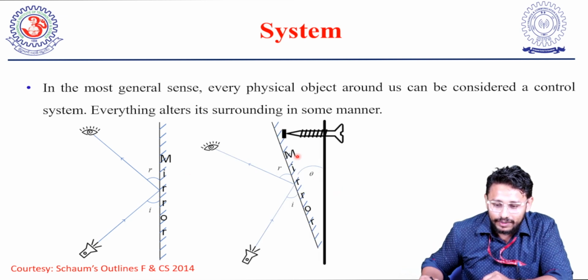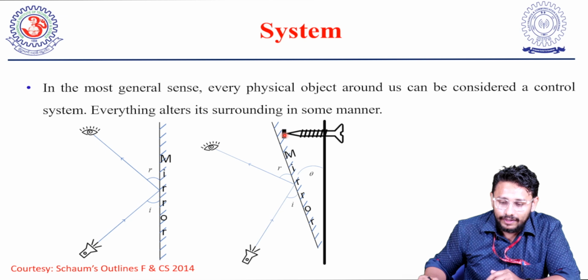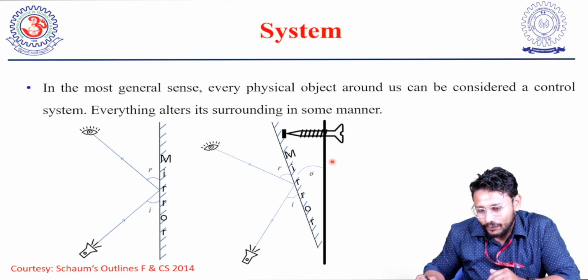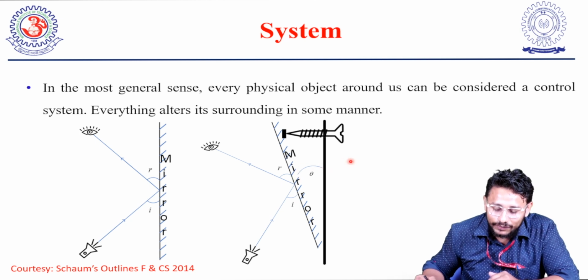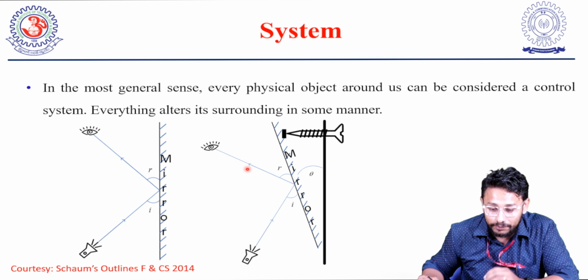The same setup. However, now we have a wall on which the mirror is suspended, or rather we say it is attached to the wall in such a manner that there is a screw which is connected to the mirror. Now, by tightening or loosening the screw, we can change this angle theta. And by that change, we can control where exactly the reflected ray is being deposited.